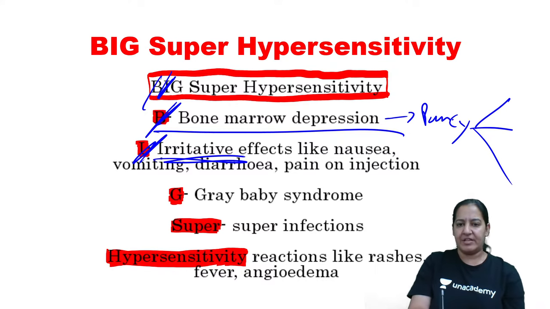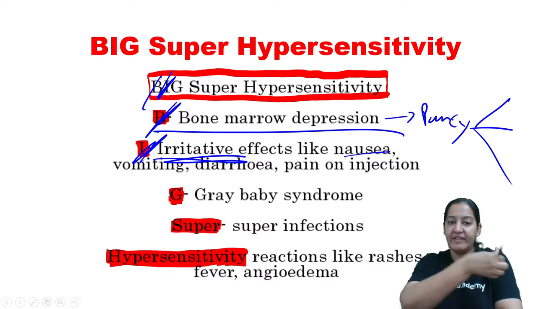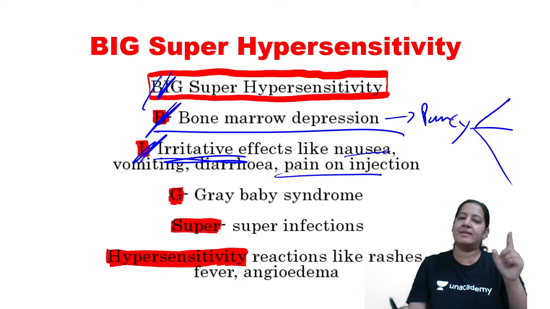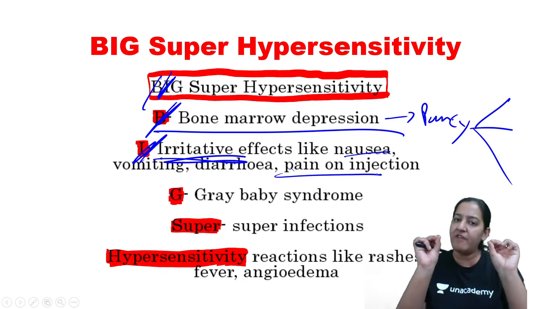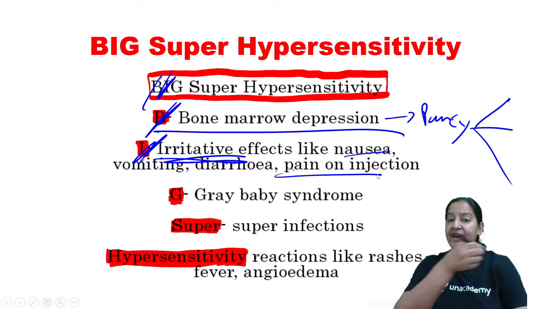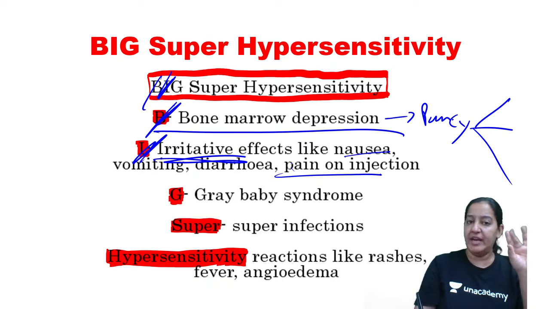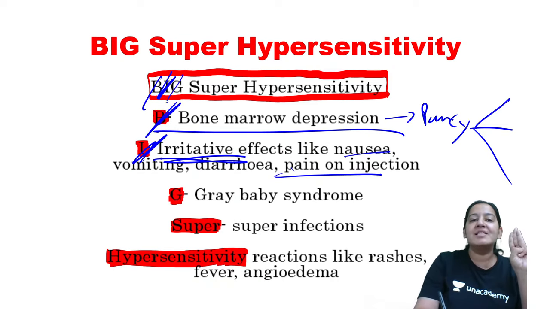I is irritative effect, right? If you are giving orally, the patient will have nausea, vomiting. If you are giving injections, the patient has pain at the site of the injection. So, jis bhi route se doge, wahan pe irritation hoga. If you are giving the oral route, GIT irritation. If you are giving the injectable route, the pain will be there in the muscle, right? So, irritative action, right? G is the biggest side effect.